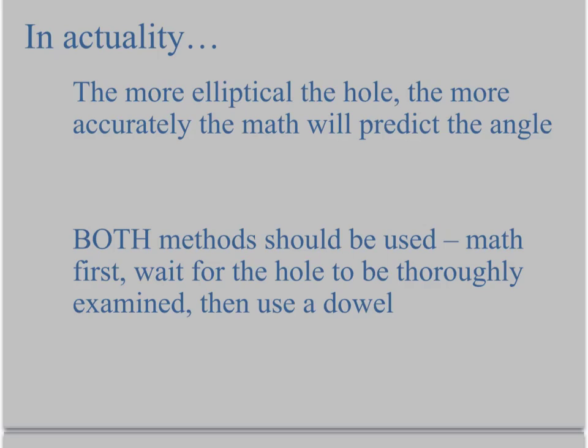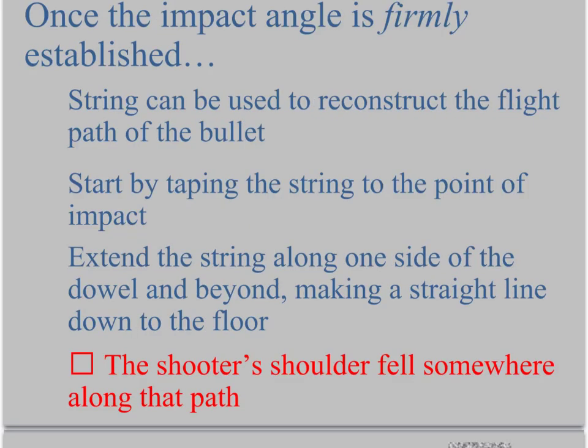So if you use both methods, you can get a better confirmation, but you just want to make sure you do the math before you do the dowel rod and that you get all that evidence out of there before you put the dowel rod in. So once you have the impact angle firmly established, having done it using math and dowel rods, now you can actually figure out the path and do a physical reconstruction of the flight path of the bullet.